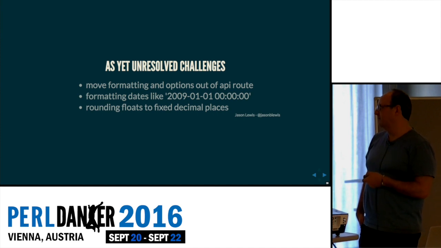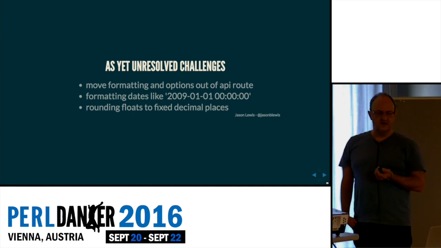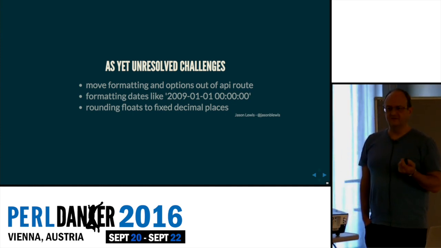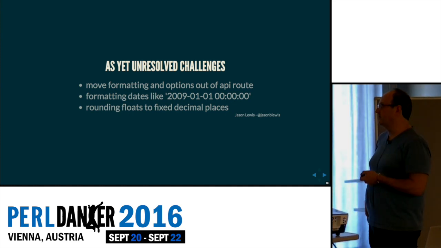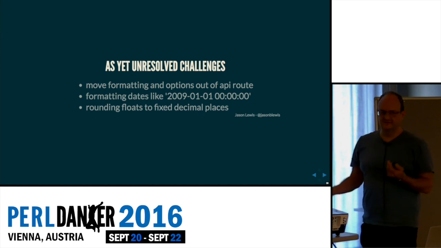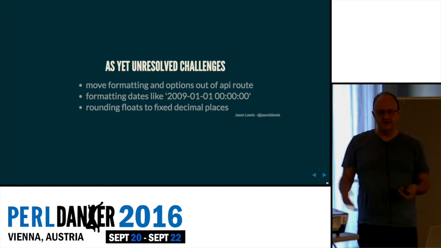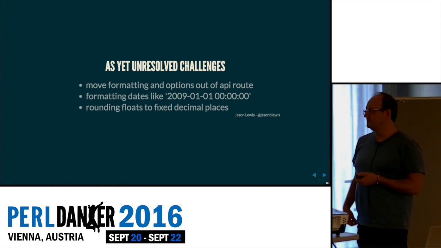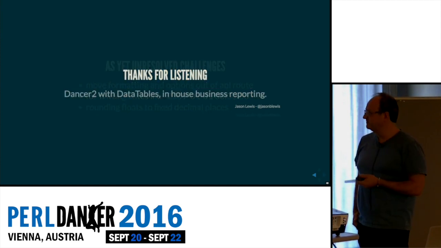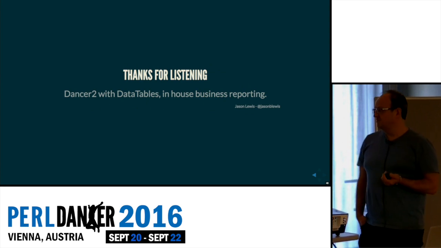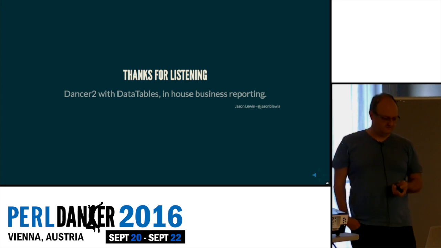And similarly with rounding of floats, for some reason our database stores financial numbers as floats. I have no idea why, but yeah, it's crazy. But anyway, I've always got to do loads of fiddling around to round the numbers to 2 decimal places. And yeah, that's basically what I do with Dancer2 and Data Tables for in-house reporting. Thanks for listening.